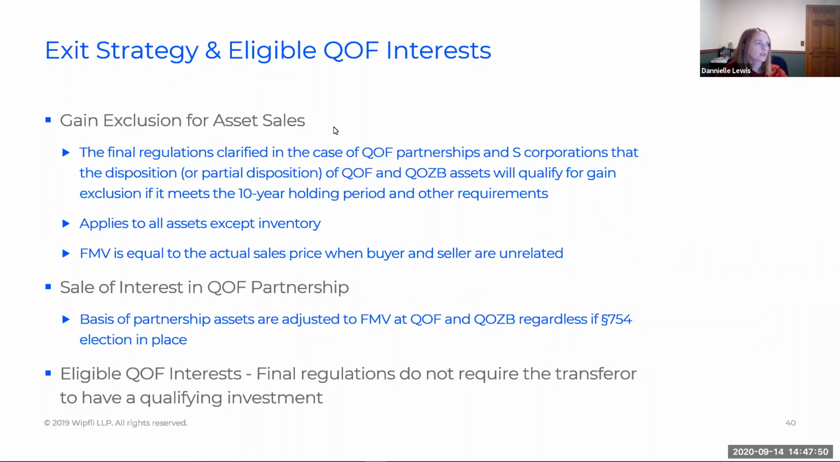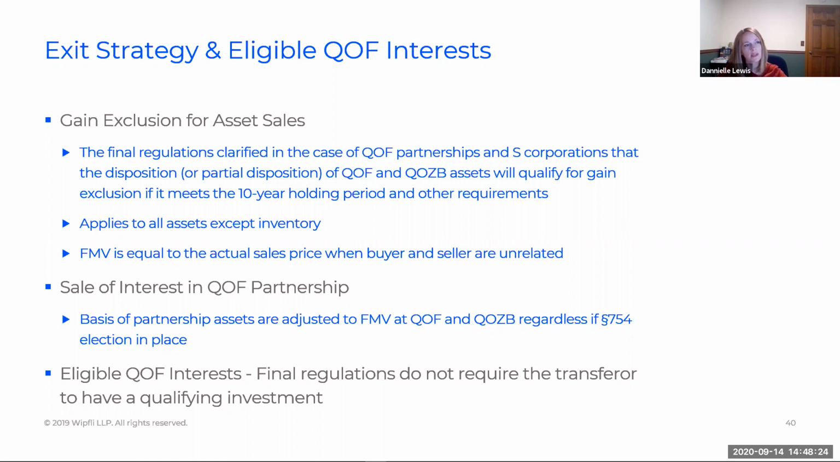The final regs also clarified a lot of the exit strategies. Initially, how the code section was written was that if your QOF invested into a qualified opportunity zone business, the exclusion really only comes from you selling your investment in the QOF. So if the underlying assets were sold, we created this weird situation where the gain would happen at the lower tier and be pushed up, and then only the difference in the fund and the gain itself would be excluded. That would be a very bad situation.